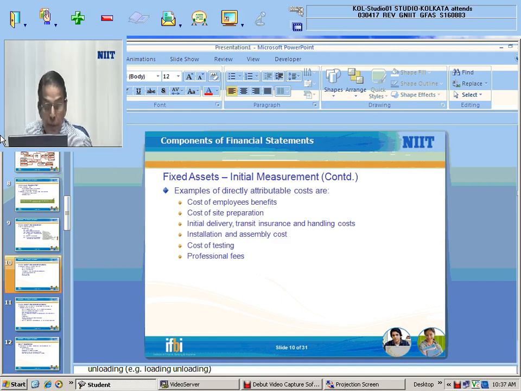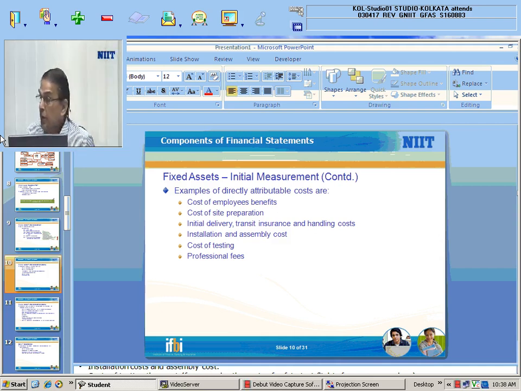That is testing cost. Borrowing cost could also be included, provided borrowing cost is basically interest and other financing cost on a loan taken for purchase of that particular property, plant and equipment item, but it must be a qualifying asset. So what is a qualifying asset? We will discuss it afterwards. Then professional fees, like you have to pay fees to the architects, the architect who will draw the plans for setting up the building, the factory premises and all that, surveyors, some legal costs may be involved, all this. These are professional fees. So all these are directly attributable costs.